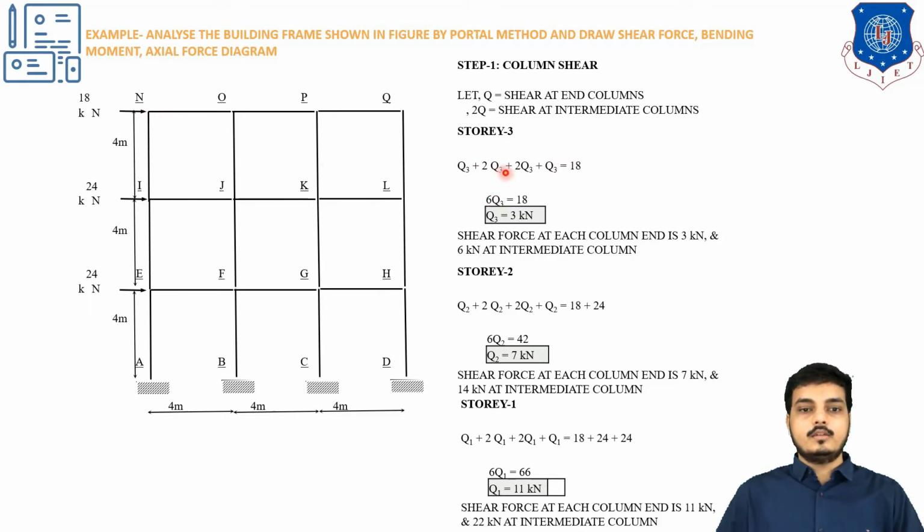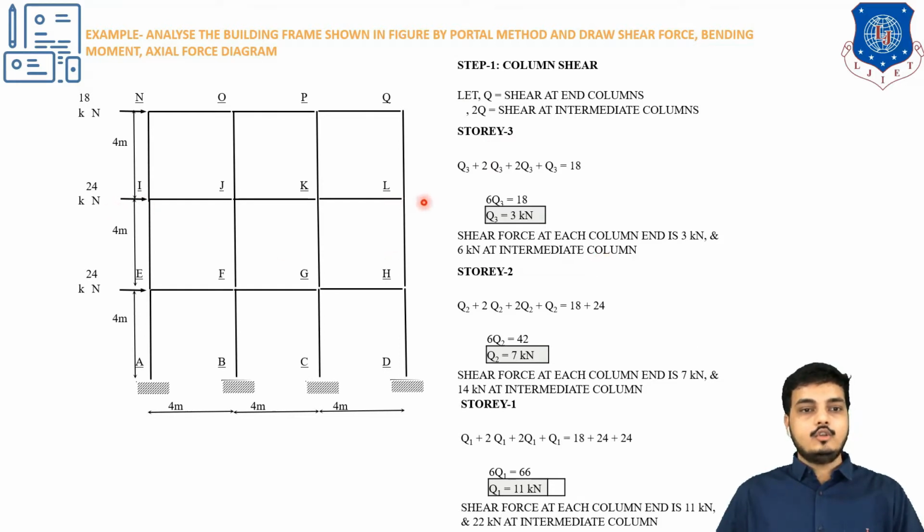So 6Q3, 2 plus 2 plus this 2, equals 18, and the Q3 value comes out to be 18 by 6, which is 3 kilonewton. So the shear force at each column end is 3 kilonewton and 6 kilonewton at the intermediate column. This particular column will have 3 kilonewton of load, and for the intermediate, which is 2Q, it will be 6 kilonewton.